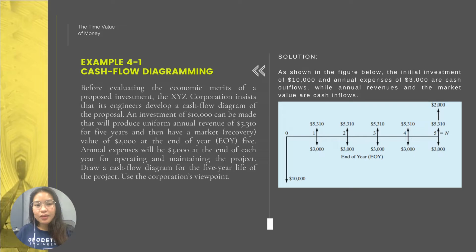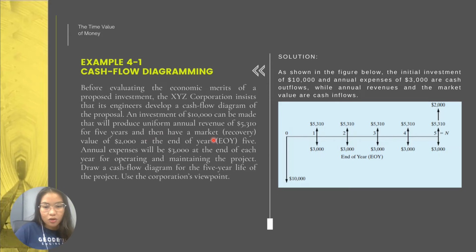So let's have an example for cash flow diagramming. Before evaluating the economic merits of a proposed investment, the XYZ Corporation insists that its engineers develop a cash flow diagram of the proposal. An investment of $10,000 can be made, shown as a downward arrow, that will produce uniform annual revenue of $5,310 for 5 years. So within periods 1, 2, 3, 4, and 5, we have an upward arrow that represents the annual revenue.